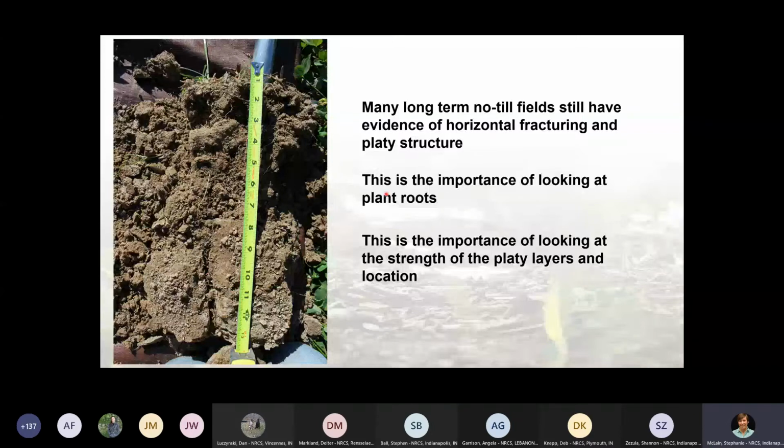So sometimes when we look at these soil health systems, that's why I pushed so hard about looking for those plant roots, and looking at if there are platy layers, how strong are they? Are they well developed, or are the plant roots and our cover crops destroying or obliterating that platy layer, and working through it and working through those compacted layers?